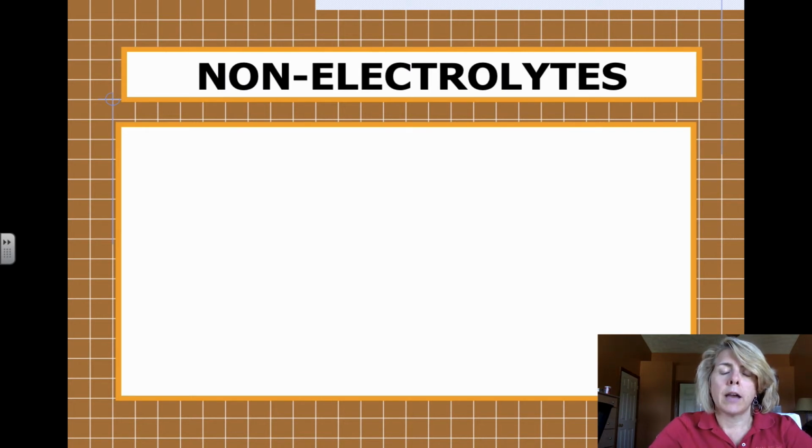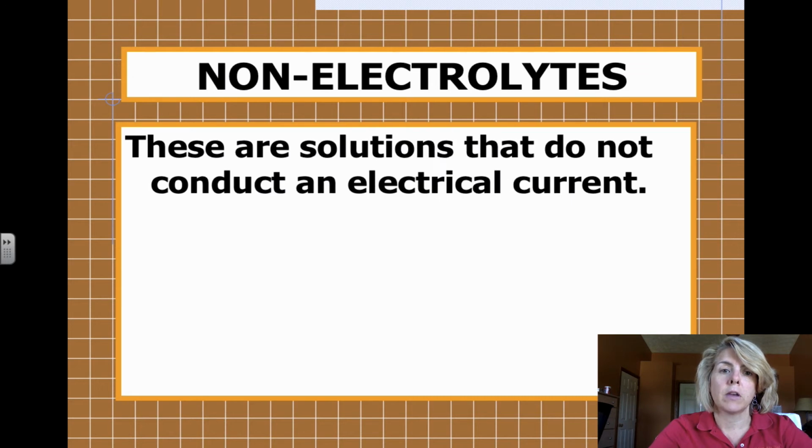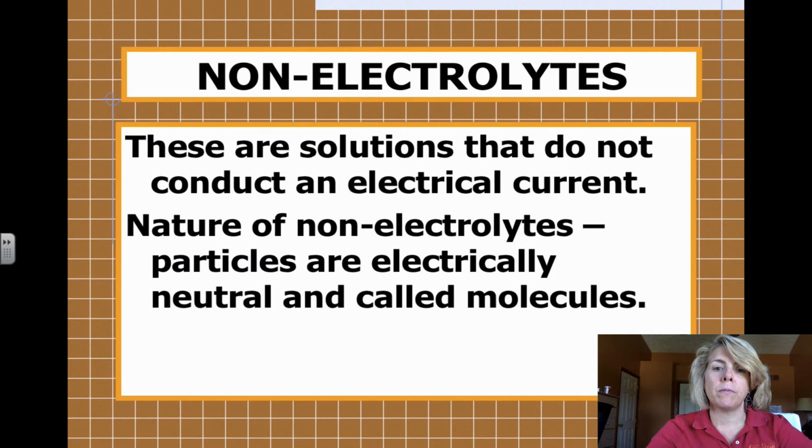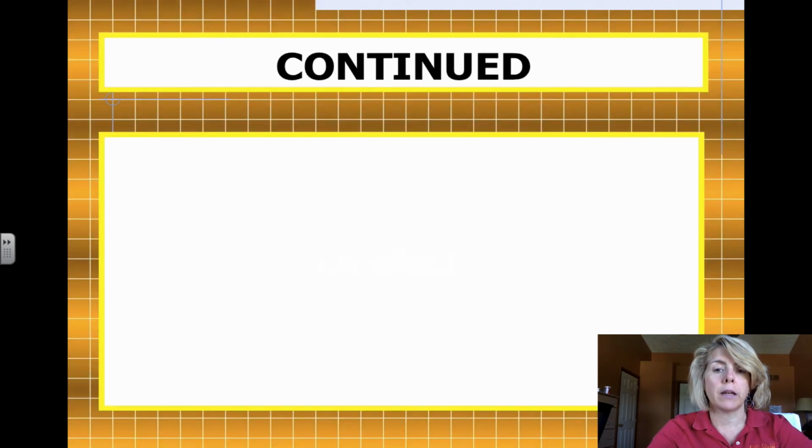Now, here we have non-electrolytes. So remember, when we talked about electrolytes, we were looking at ionic bonding. Now we're talking about non-electrolytes. So these are solutions that do not conduct any kind of current. If you took sugar and you put it in water and you tried to energize a light bulb, and hopefully I've shown you that in class, you're going to find not much is going on there, and that's because they're neutral. So we call these molecules neutral, and hence the term non-electrolytes.